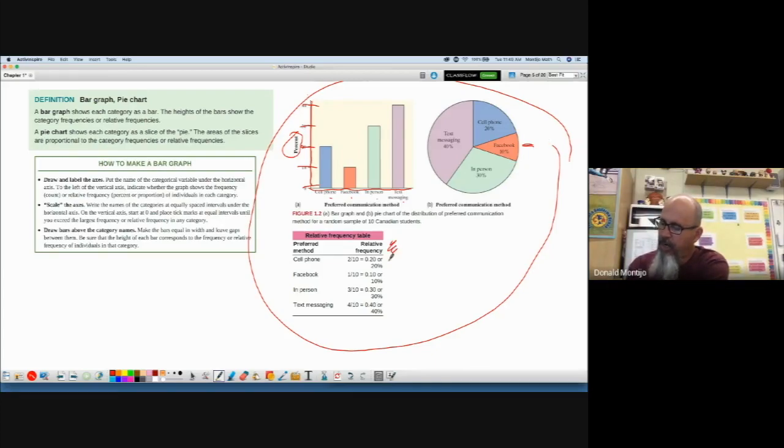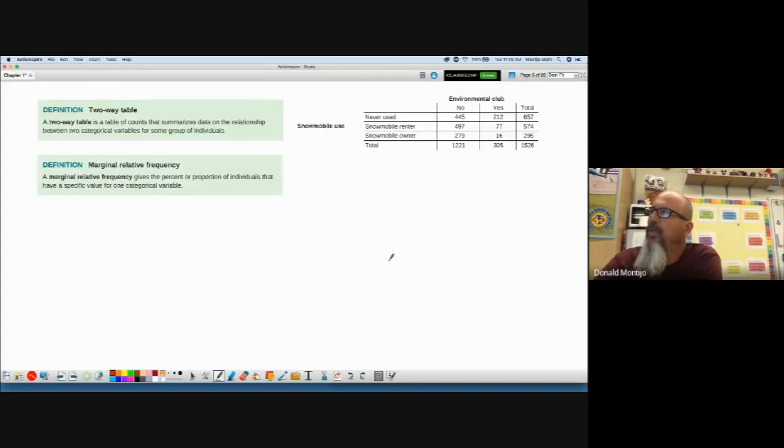Here is a relative bar graph, and here is a pie chart. Now, is this data we're going to look at here categorical or is it quantitative? Are you a member of the environmental club? No. Oh, I answered with a word, categorical. Do you own a snowmobile, or do you rent one, or have you never used one? I rent one. I answered with a word, so we're looking at categorical data again.